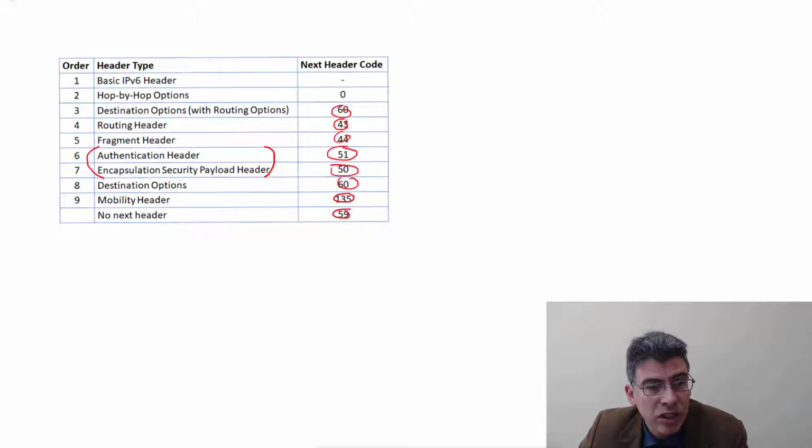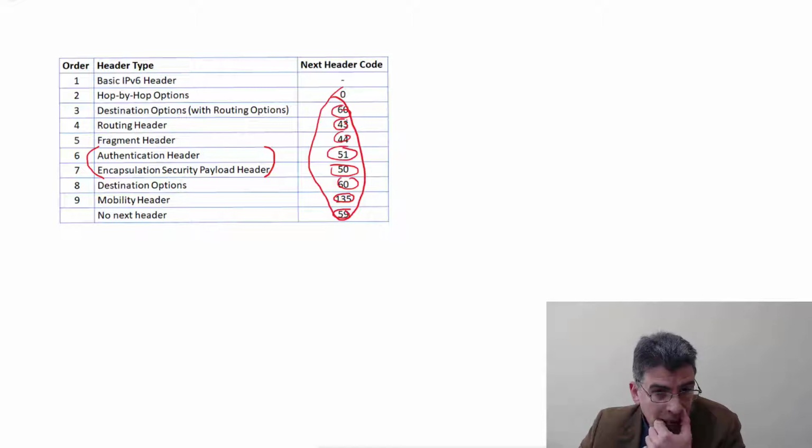Now notice that there are essentially 9 types of headers, but the header code is quite large. And if I'm not mistaken, the header code is 8 bits. So we have up to 255 next header codes that can be used. So the IP version 6 protocol is very expandable in this aspect.